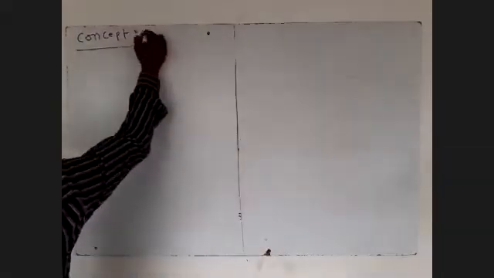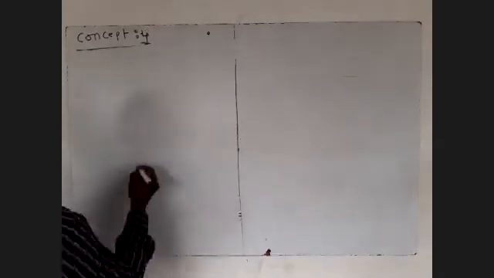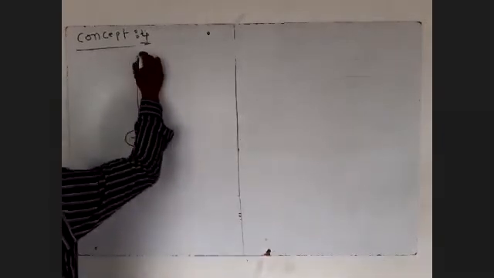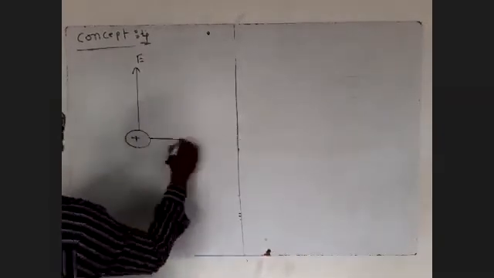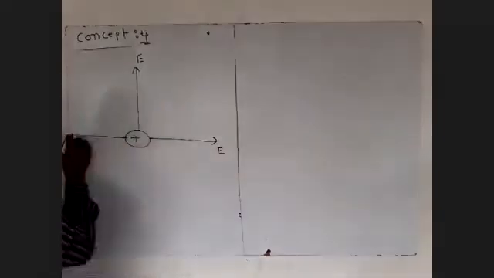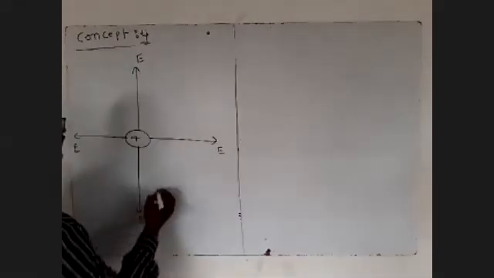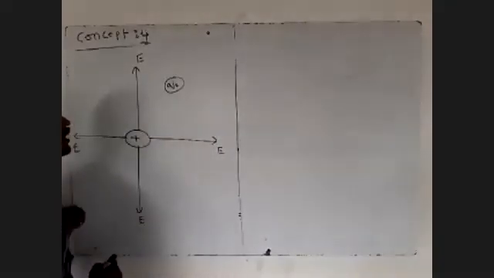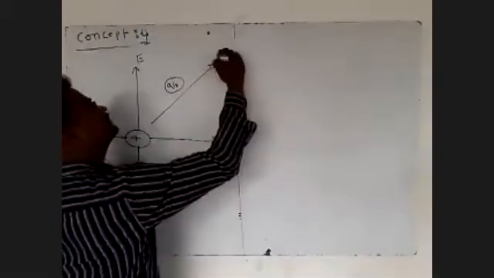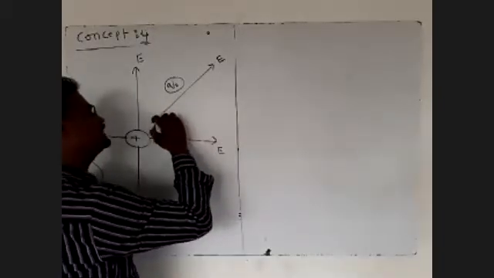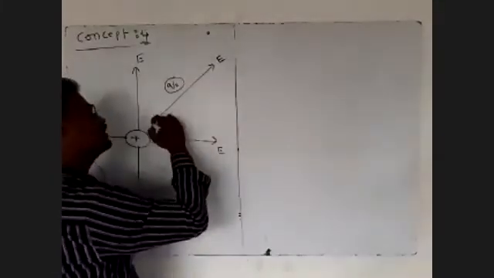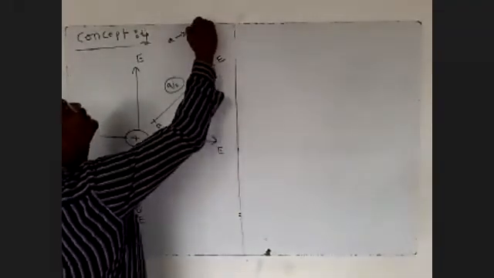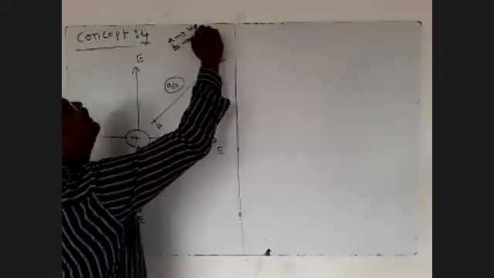So concept number 4. This is a positive charge, and this is the direction of the electric field. Q naught is a positive charge. This is point A. A is taken as higher potential, and B is taken as lower potential.